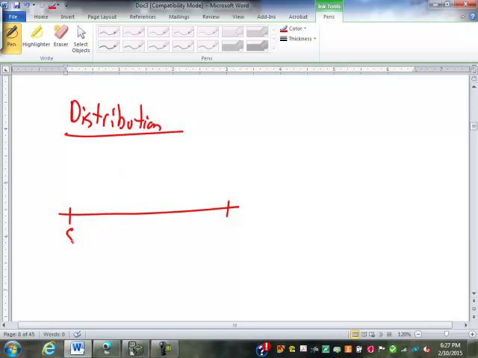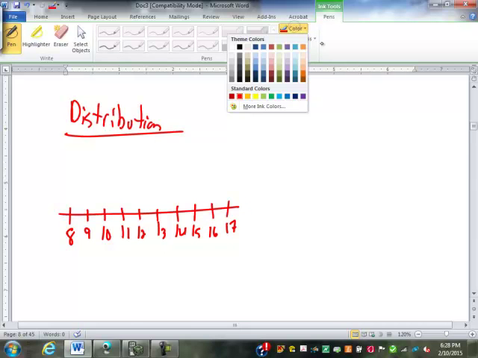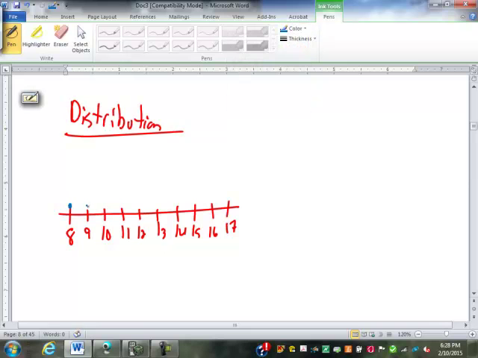Let's say we have numbers ranging from 8 up to 17. And let's say we've only got one item that has the value of 8. We have 2 items that have a value of 9, 2 that have a value of 10, 4 that have a value of 11, 6 that have a value of 12, 5 that have a value of 13, 3 that are 14, 2 that are 15, 1 that's 16, and 1 that's 17. There's a distribution. It shows how many of the values lie at each point along the possible values.